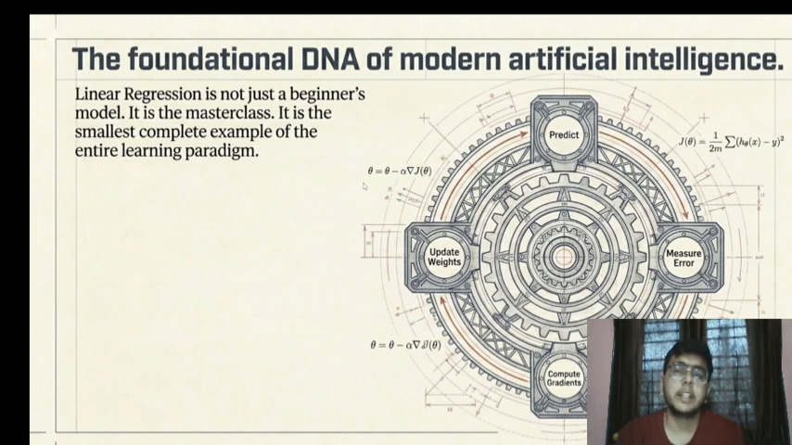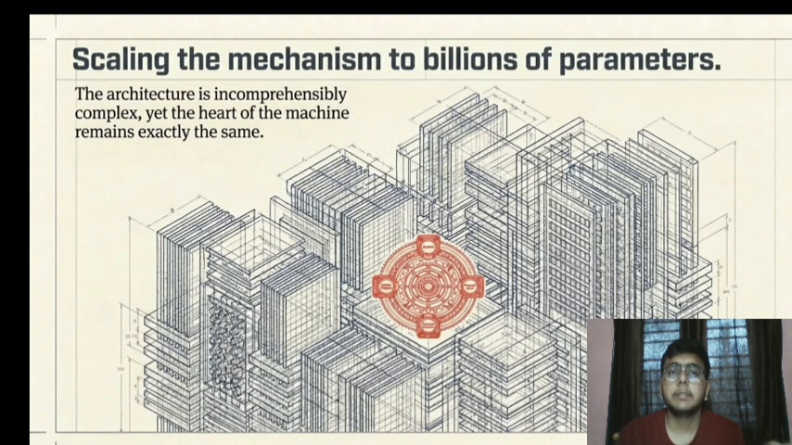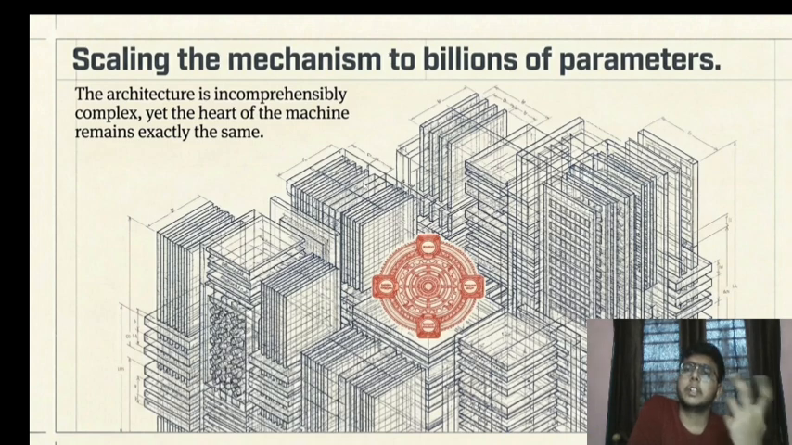The foundation, the DNA of the model of artificial intelligence, as I told you earlier: take some random W and B, predict, measure error, compute gradients, update weights, predict, measure error, compute gradients, update weights. This is the basic architecture. Scaling the mechanism to billions of parameters, the architecture is incomprehensibly complex, yet the heart of the machine remains exactly the same. It is possible that future models predict more accurately than linear regression in many things like images, audio, and text.